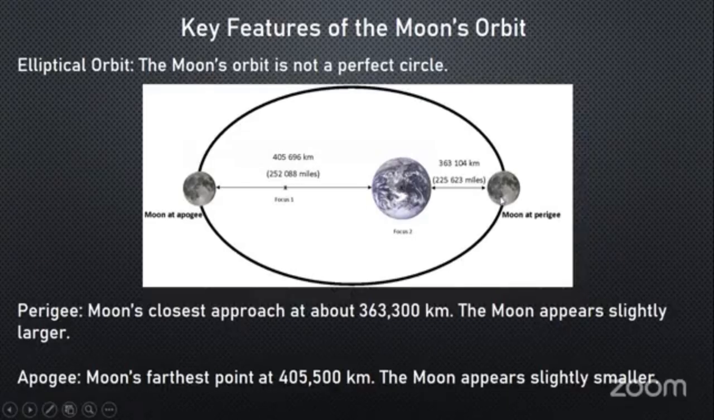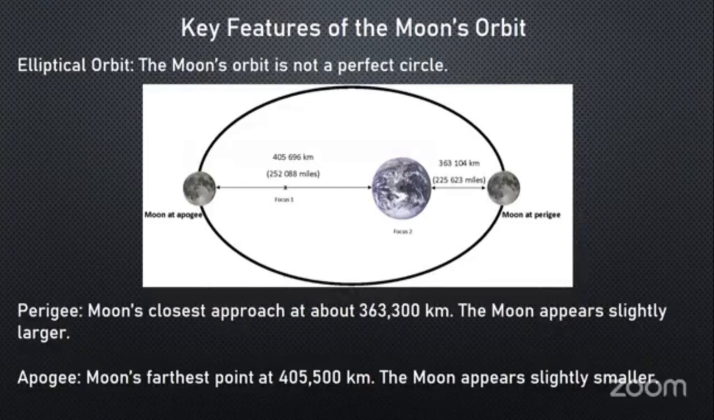As the moon orbits the Earth in this elliptical orbit, there are some points around the orbit where it is closer to Earth. We call that perigee, and there are points where it's farthest away from Earth. We call that apogee. At perigee, the distance to the moon is around 363,300 kilometers. At this distance, the moon appears slightly larger. Sometimes when you look at the moon, it appears slightly larger. It is not because something is wrong with it, but because it is closer.